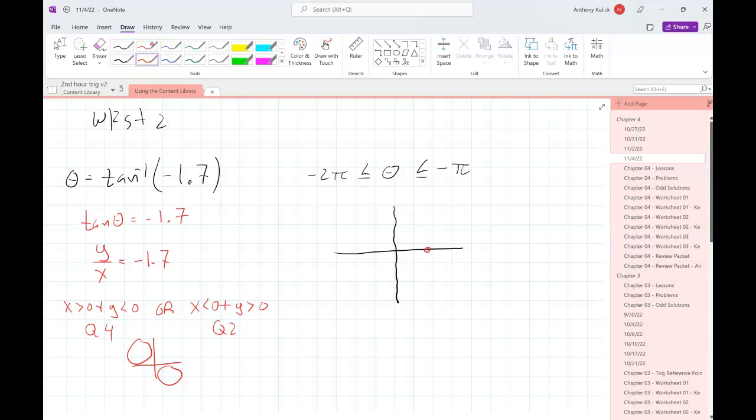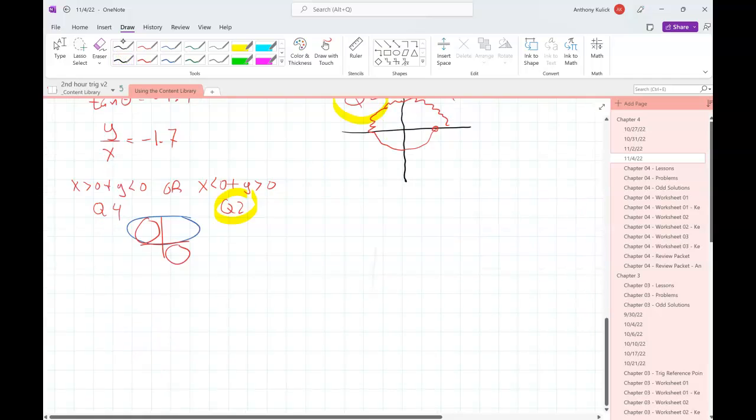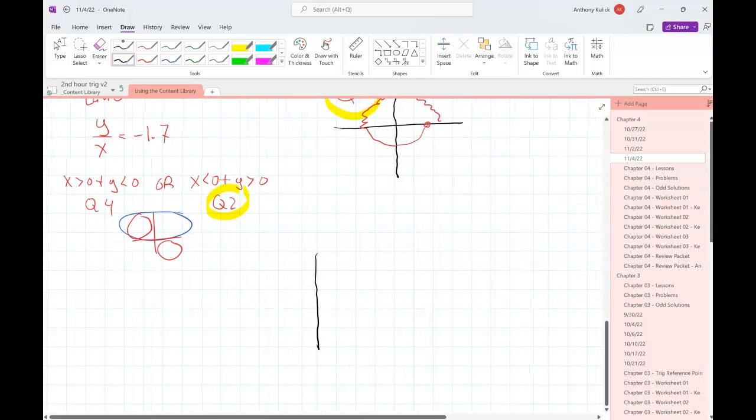Again, we start on the positive x-axis, but because these angles are negative, we go clockwise. So negative a half, negative 1, negative 1.5 to negative 2. So here we're covering quadrants 2 and 1. What quadrant is an option for both places? Quadrant 2. So this is where the worksheet 2 problems differ a little bit. So I'm going to draw my picture.